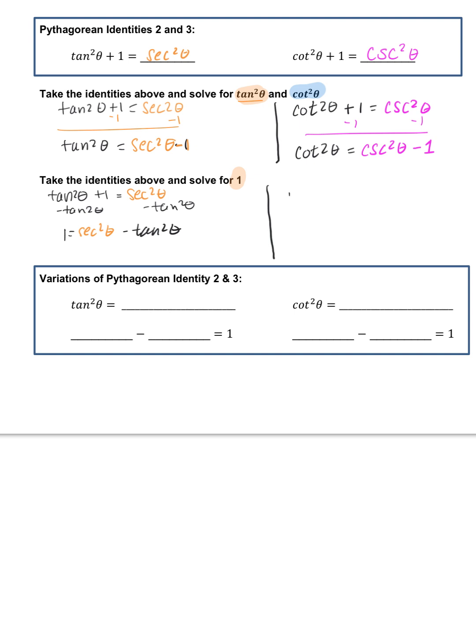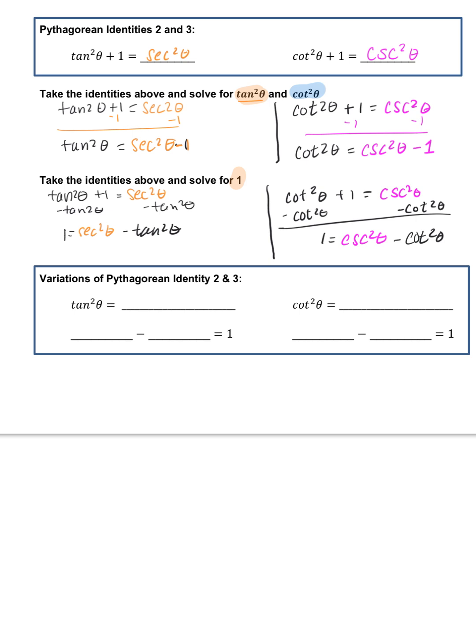Same thing as above though. We're going to do cotangent squared theta plus 1, which equals cosecant squared theta. And again, we're going to solve for 1, so that means we have to move over the cotangent. So we get 1 equals cosecant squared theta minus cotangent squared theta. Again, not commutative, so it has to be cosecant minus cotangent. Okay, so let's write the variations of the identities.